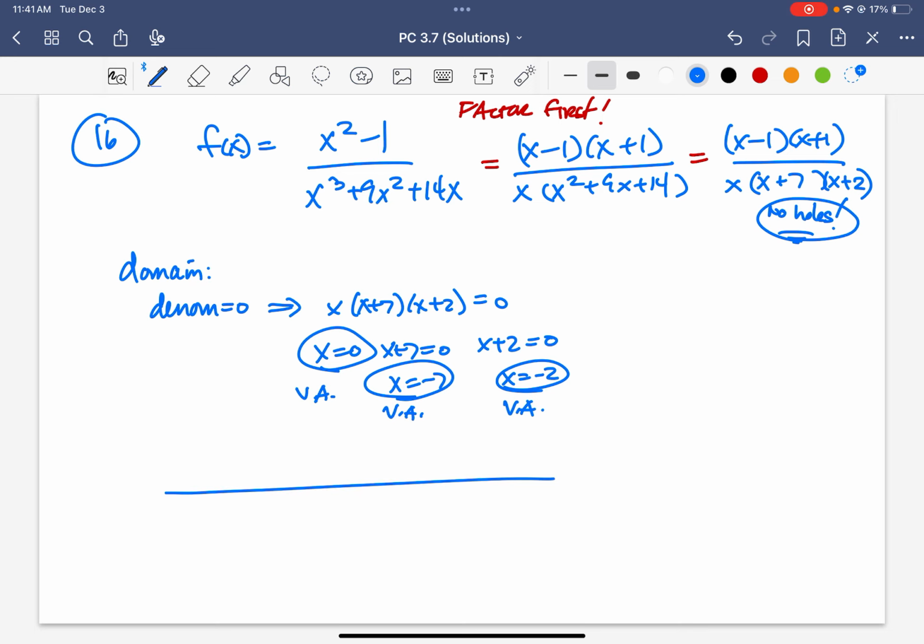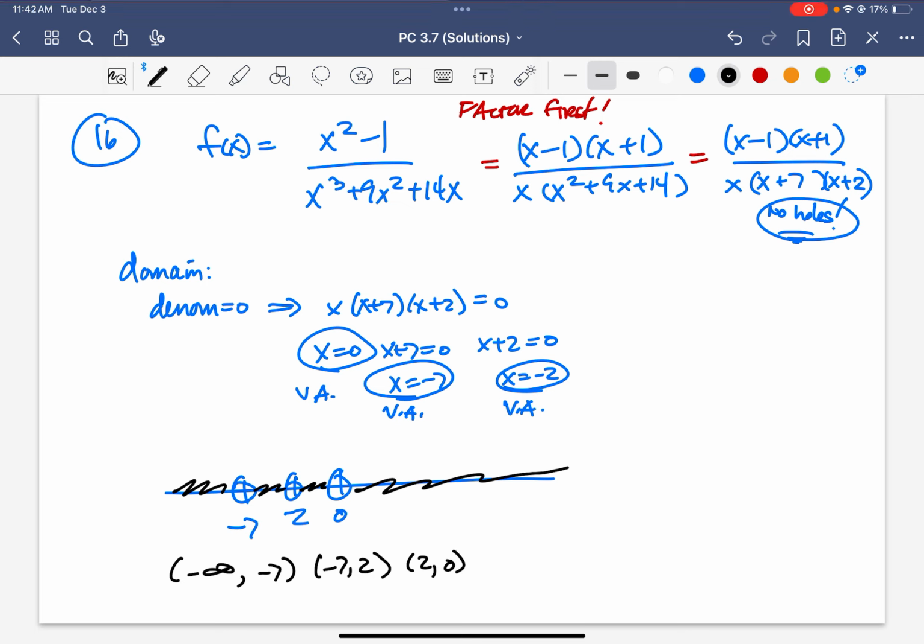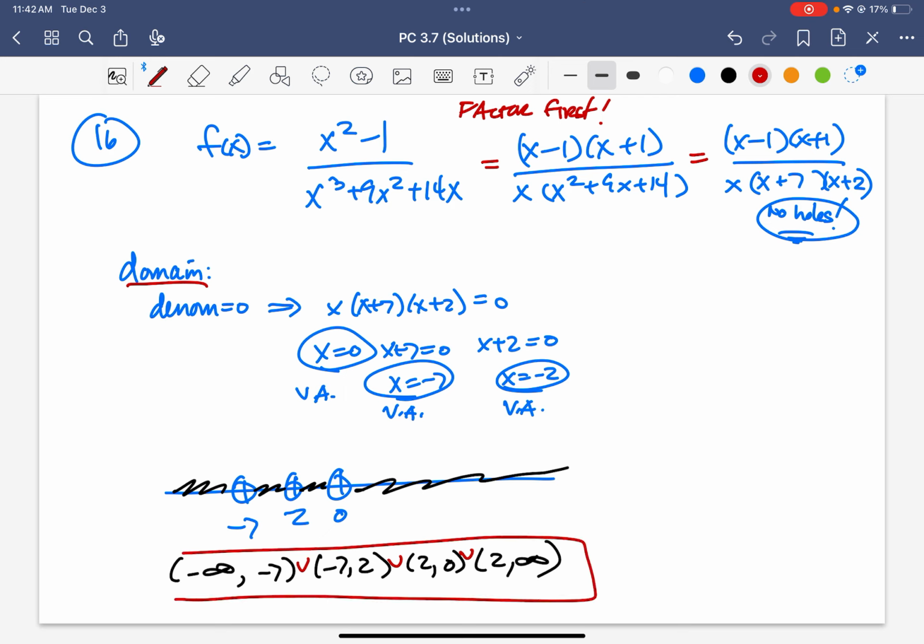So my denominator is not allowed to have 0, -7, or -2 in it, but you can be anything else you want. So it turns out to be -infinity to -7, -7 to -2, -2 to 0, and 0 to infinity. The union in between each one is what our domain is. So that is our domain. And each one of these is a vertical asymptote.